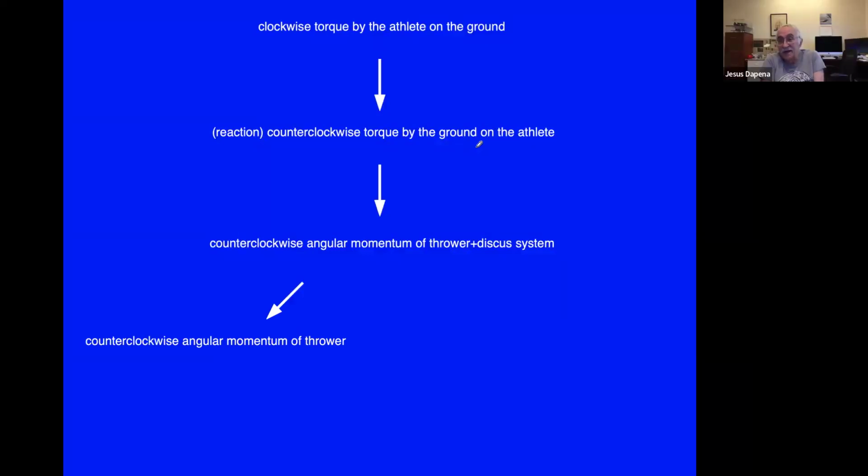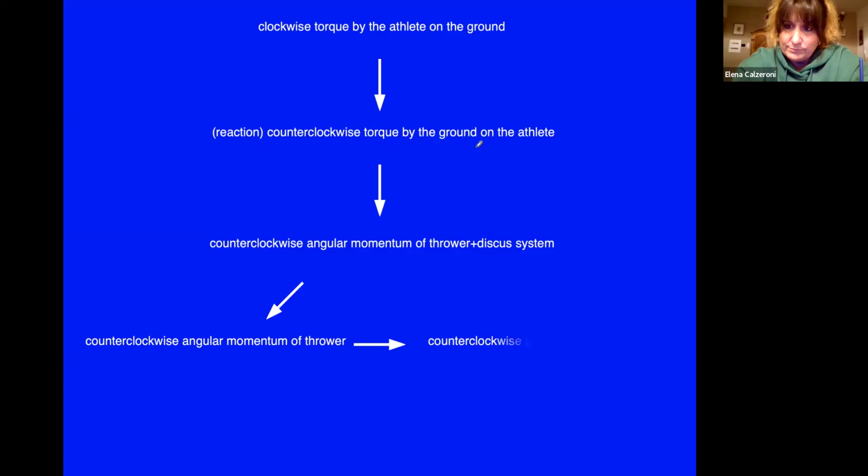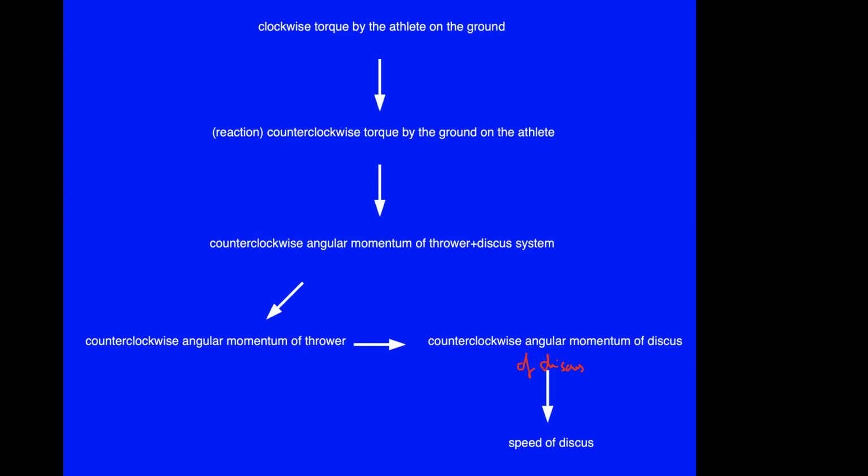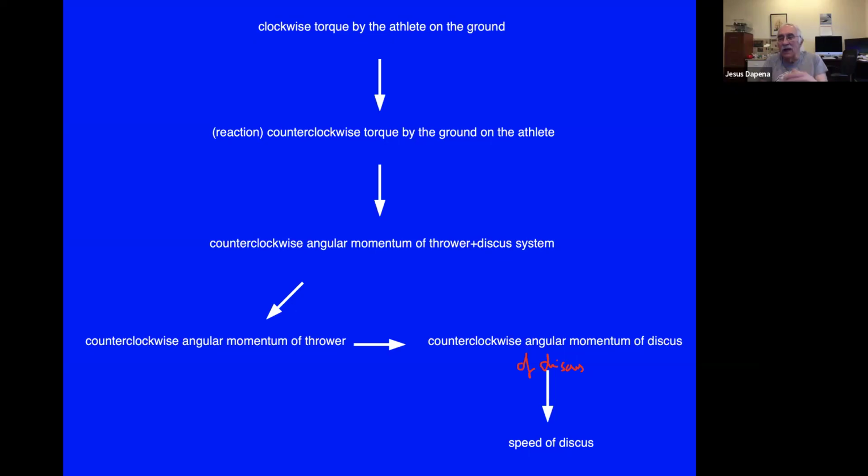The discus is not in contact with the ground. So the angular momentum goes into the body of the thrower. And the thrower passes part of that, a small amount of that, into the discus. Okay, so then by having angular momentum in the discus, this produces speed of the discus, horizontal speed of the discus. But at this point, initially, for a lot of the throw, very little is in the discus, and the speed of the discus is also small.